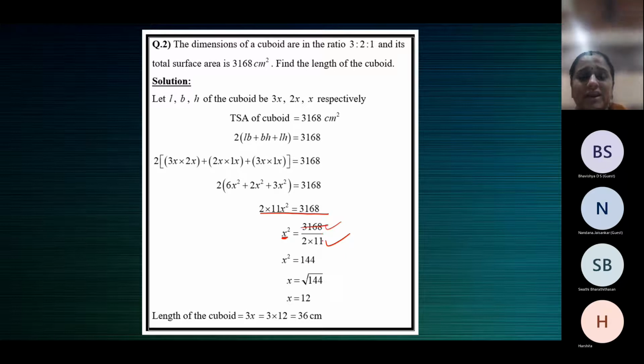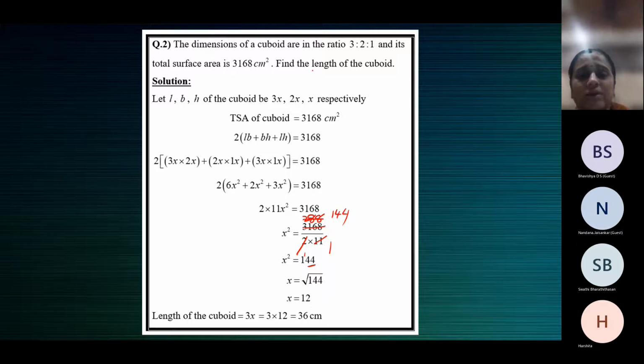You can cancel this by 11. 11 ones are 11. 11 twos are 22. 9 is the remainder. So 11 eights are 88. Again, 8 is the remainder. 11 eights are 88. Exactly divisible by 11. Then 2 ones are 2, 144 times. So x square is equal to 144. X is equal to the square root of 144, which is 12.